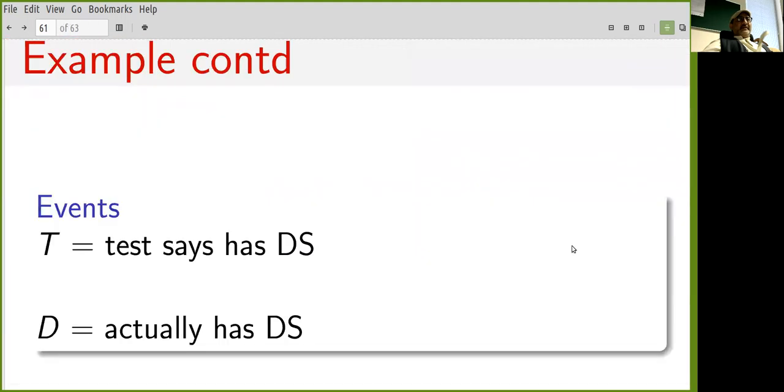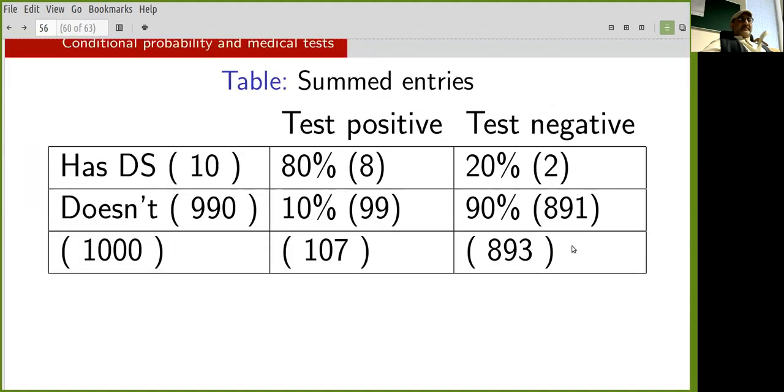what's the probability that the test says that they have the disease? Well, we tested 1,000 people, 107 of them will be told that they have the disease. So that's 107 over 1,000. That's 0.107.